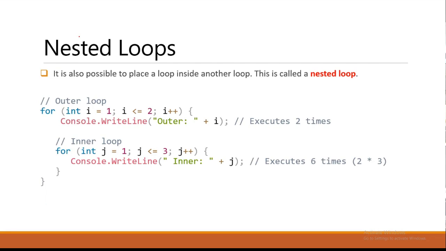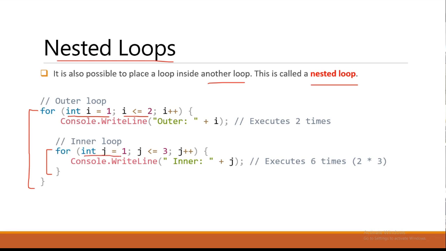Here is an example of nested loops. It is possible to place a loop inside another loop. This is called a nested loop. Here you can see this is the outer loop and this is the inner loop. Here is how it works. First the outer loop starts, it's this one, I. And then if the condition is true, it will jump to the inner loop.